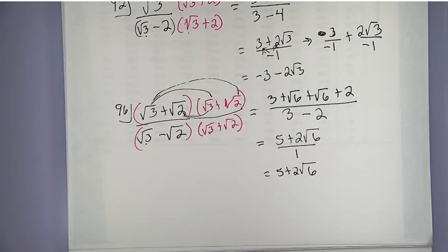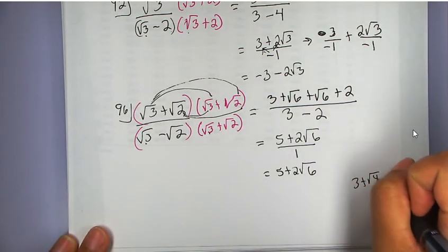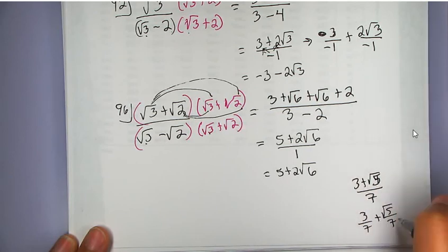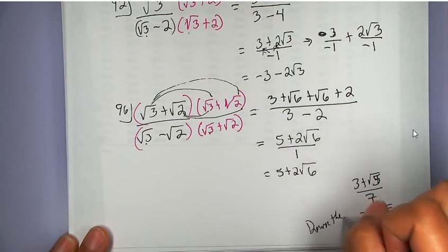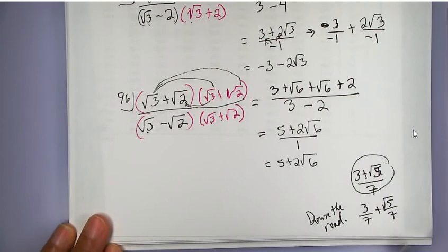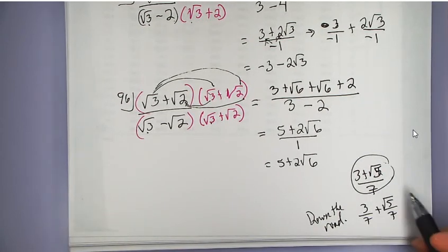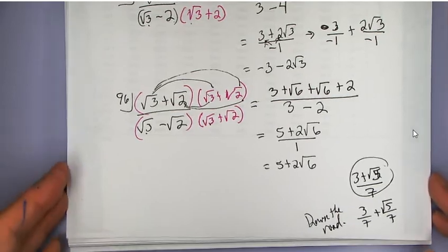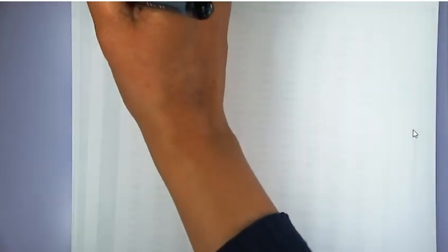Okay, let's talk about one more idea before we finish 9.4. And that is if they ask us to rationalize the numerator. Well, it's the same idea as rationalizing the denominator. So if we rationalize the numerator, it's the same as rationalizing the denominator.